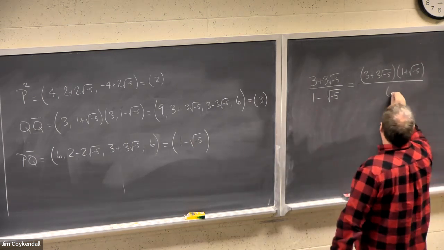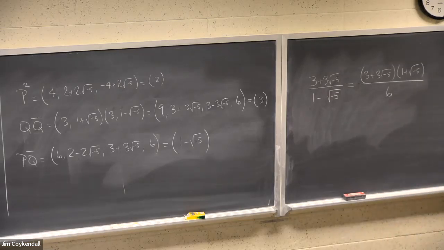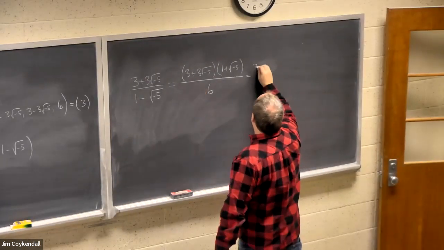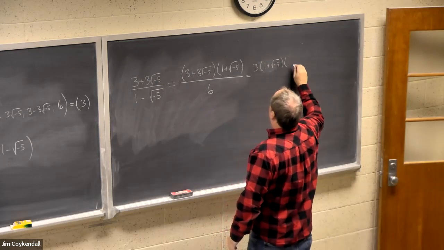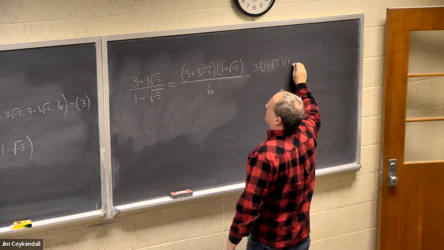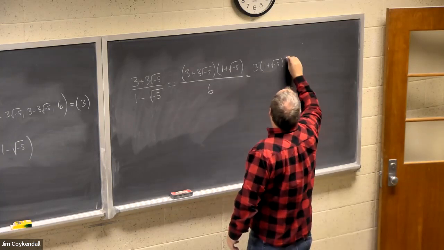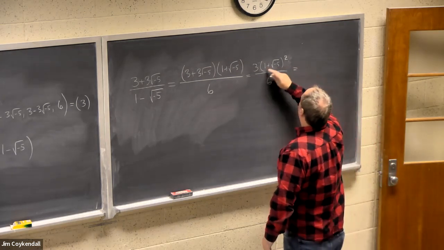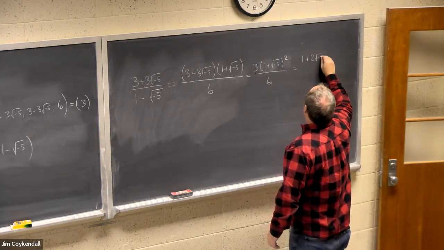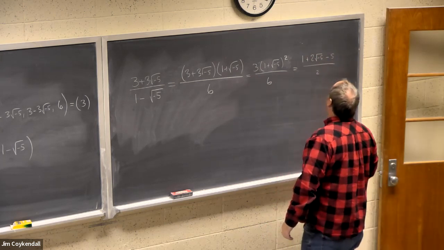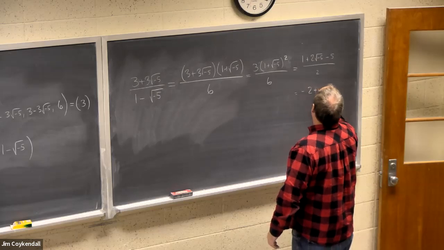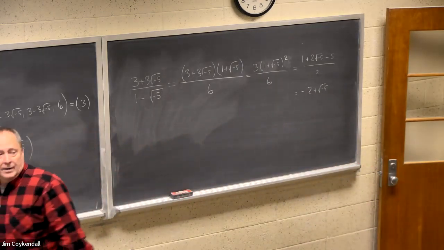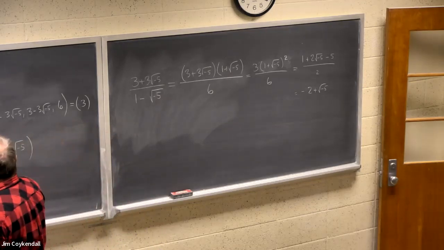Let's see, when I conjugate this, I get 6 here, correct? And this turns out to be... well, actually, I'm going to pull 3 out of this. If I square this out, I get 1 plus 2 radical negative 5 minus 5 over 2, which is minus 2 plus radical negative 5. How about that? So this does divide this. So in other words, what we've shown really is this, we've got that containment.